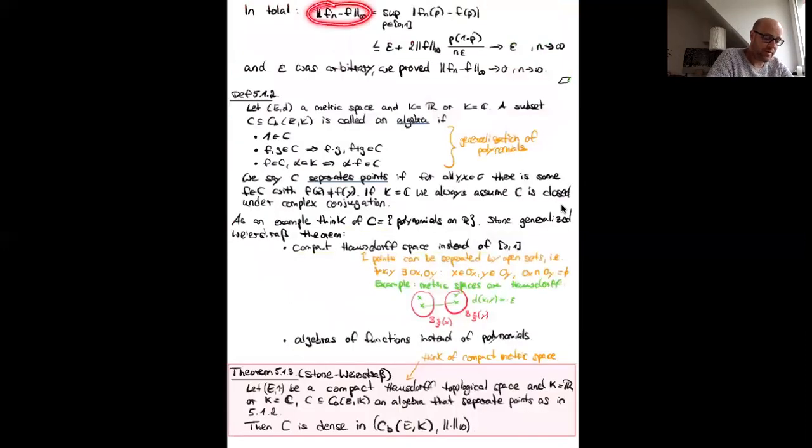The supremum norm of Fn, our particular choice of polynomials, is more or equal to epsilon plus 2 times the supremum of f. So now this is of course wrong. It's the supremum of p that's missing, but I can replace the supremum of p by 1. So this is 1 times n divided by epsilon. And this goes to epsilon as n goes to infinity. And since epsilon was arbitrary, we proved our supremum norm goes to 0. That's it.